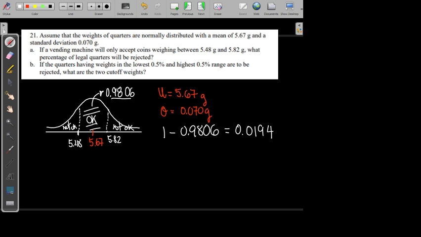Now, because they say what percentage, I need to take the number that I got. This is a probability. To change that into a percentage, I will need to multiply this by 100. It will give me 1.94%.